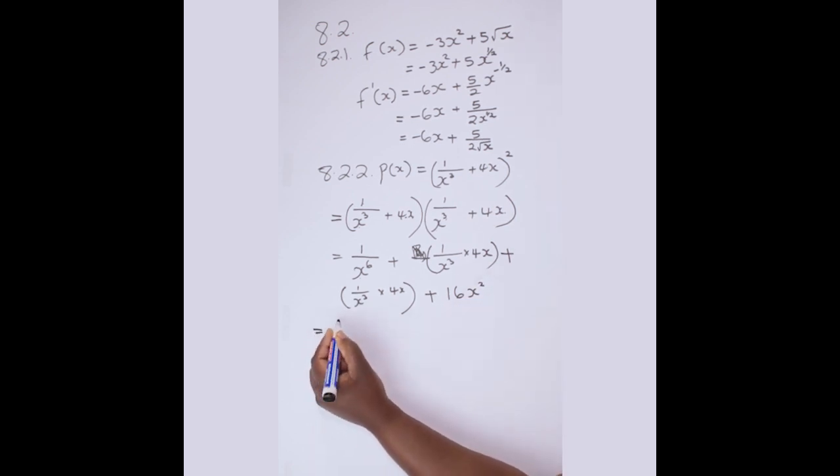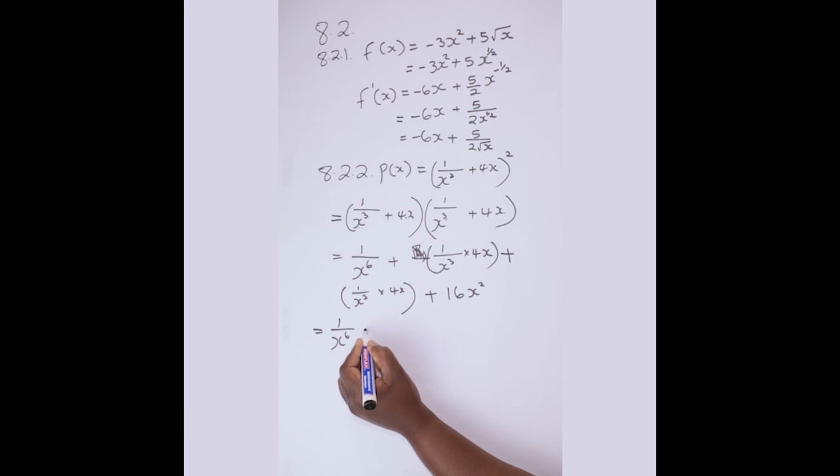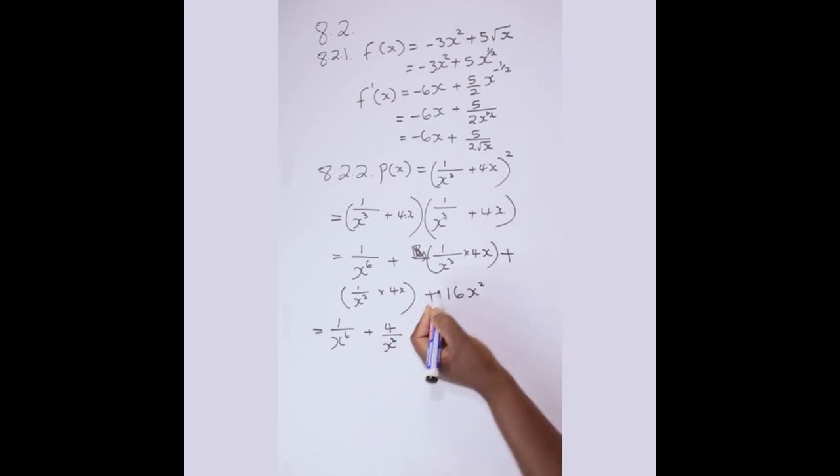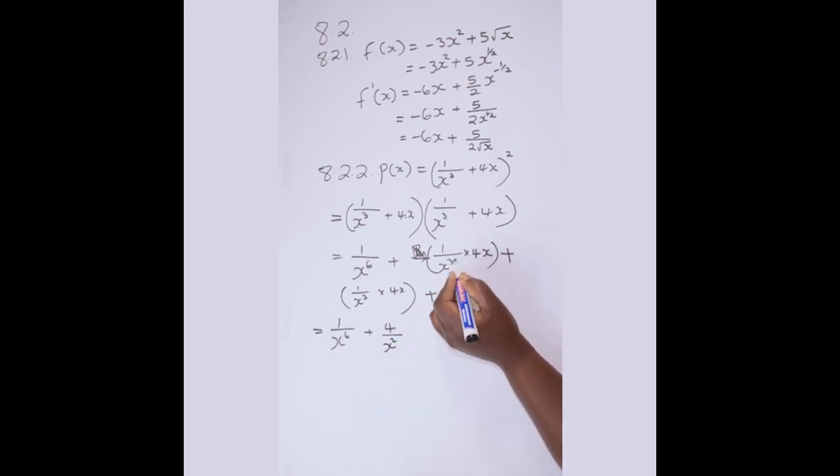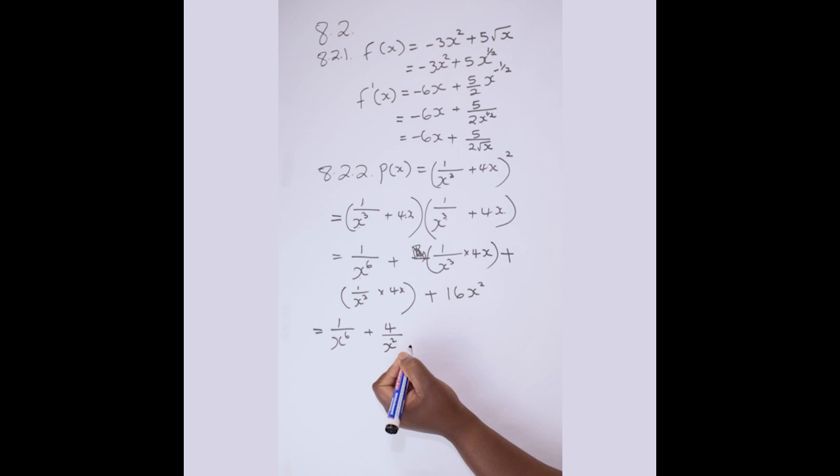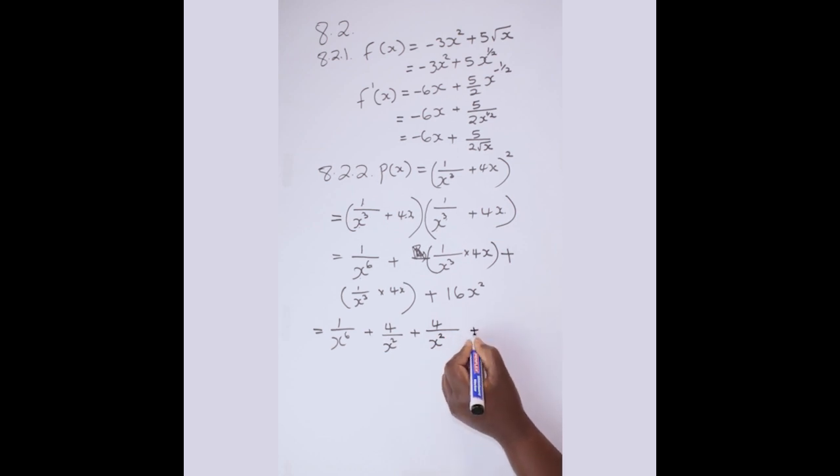This is going to be equal to 1 divided by x to the 6, and this one will be 4 divided by x squared, because the x to the power 3 and the x will cancel, one of the x's in the denominator, so we have only 1, and the 4x squared plus the 16x squared.